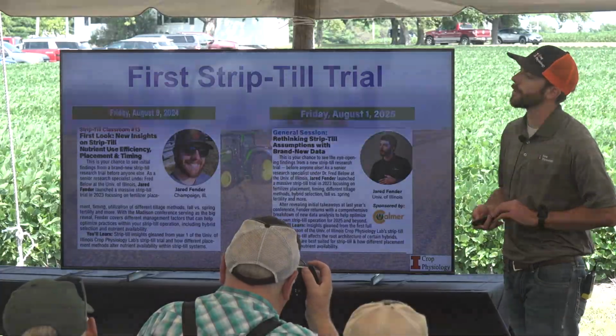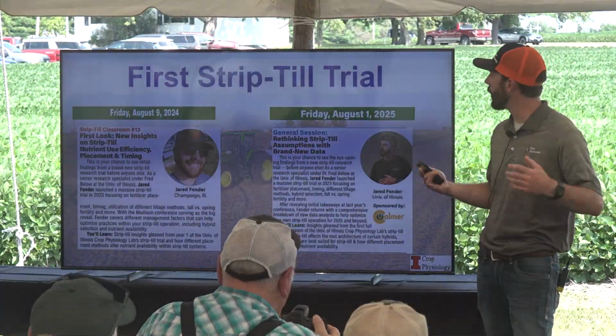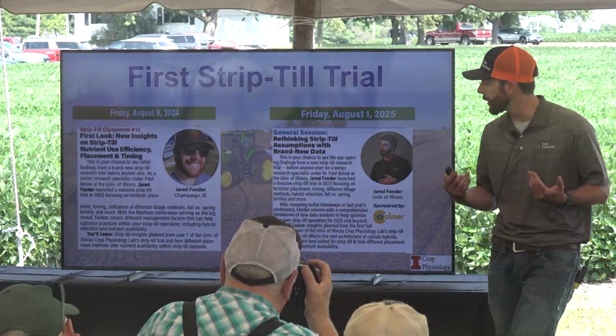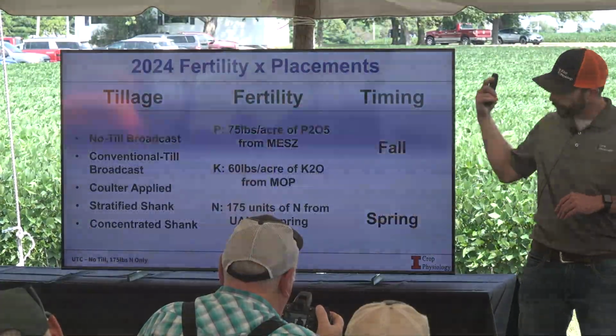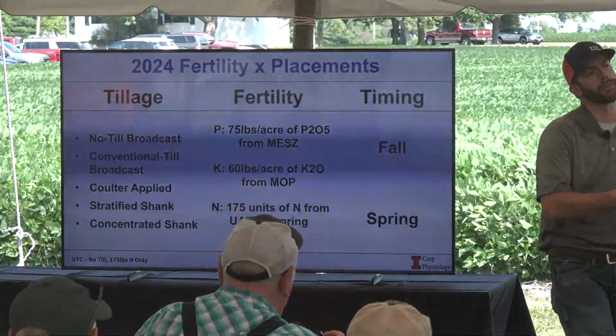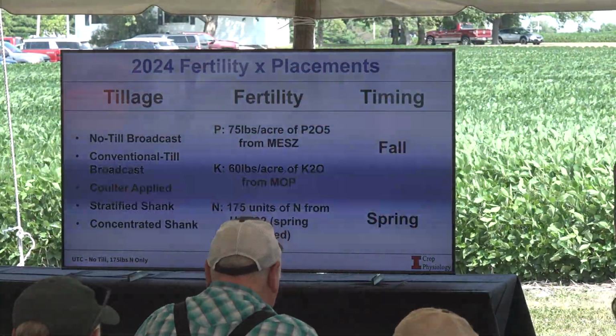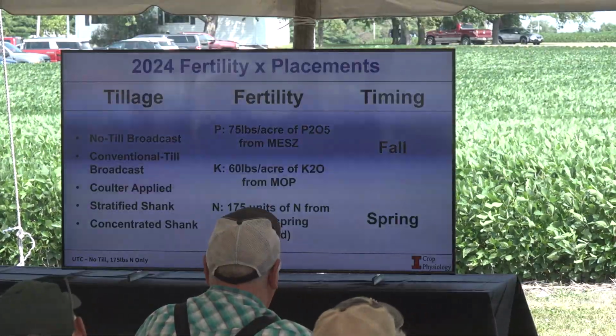So again, this was our very first strip till trial in crop physiology lab history here. And so what did this look like in fall of 23 / spring of 24? So we have 5 treatments here on the left. That is our tillage treatments.